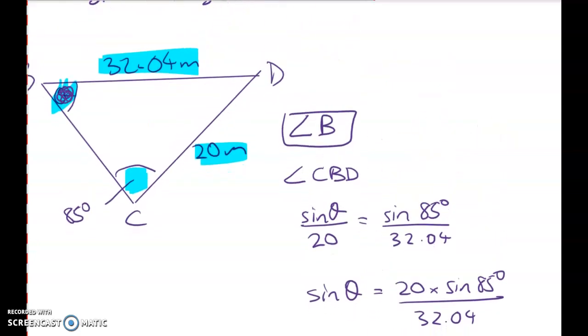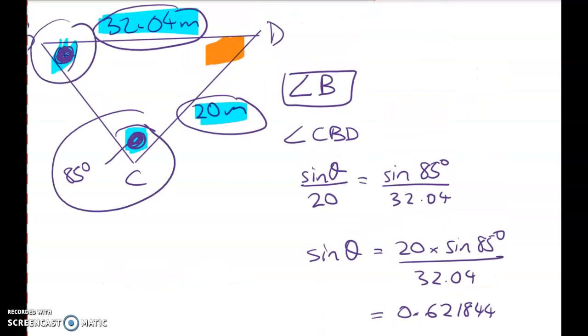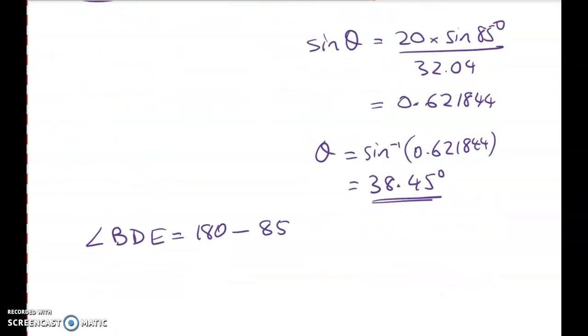So now we've got this one and we've got this one, but the two sides that I've got are this one and this one. So to find the area, I need to have this angle. But as I said in class, if you know two angles in a triangle, then you know the third angle. And angle BDE, so that third angle, will be 180, take away this one, take away this one. 180 take away 85, take away 38.45. That gives me 56.55, or it would be fine to say 56.6 degrees.